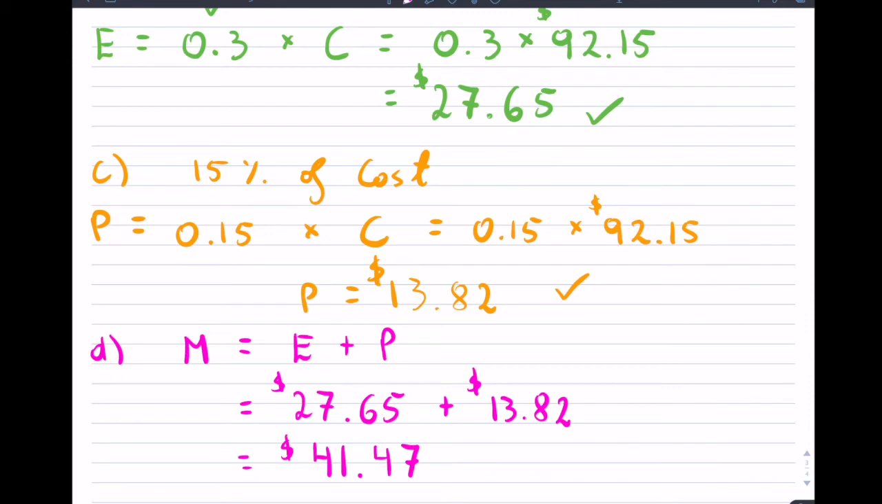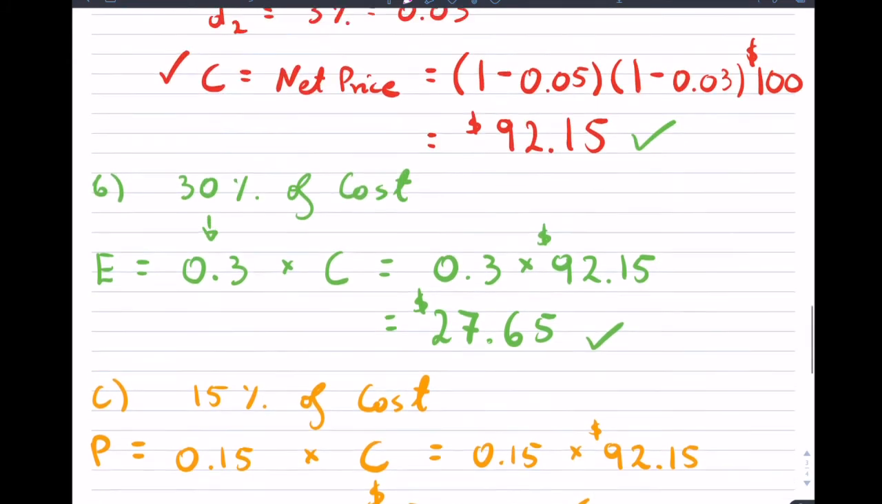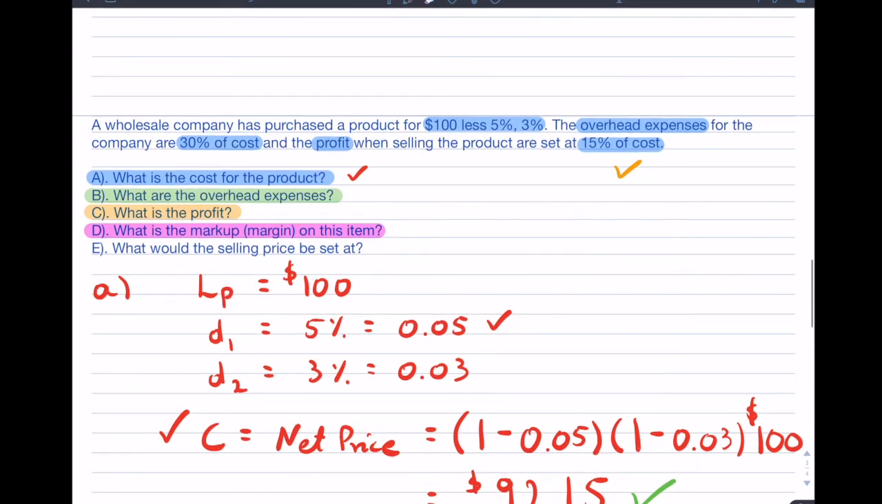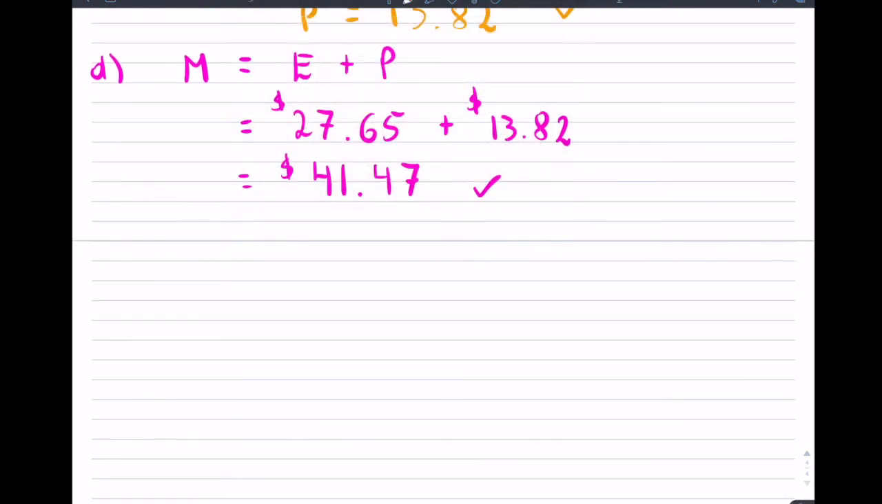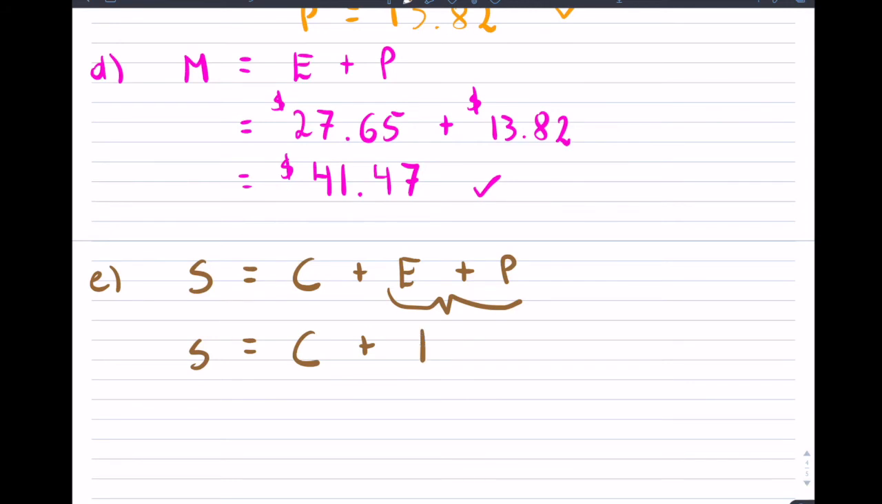So this is the markup that we had. What else did they want? They wanted one more item, so let's provide that for them. What would the selling price be? Well, I have everything actually here. Remember that when you are solving, my selling price was equal to cost plus your operating expenses plus your profit. Or again, cost plus operating expenses plus profit; this was nothing else but markup.